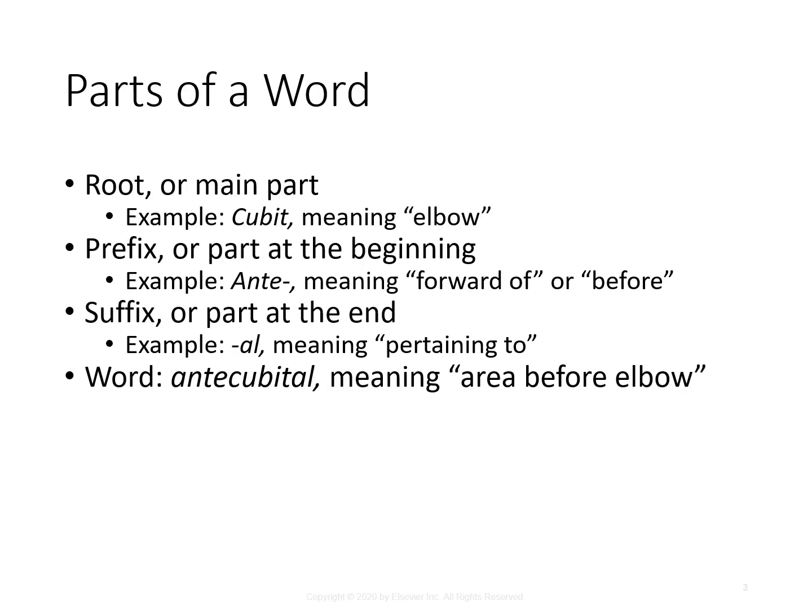All right, so medical terminology basically is learning the parts of a word. So the root, or the main part, an example of that would be cubit, which means elbow. A prefix is the part at the beginning. So an example is ante, which means forward or before. A suffix is the part at the end. An example is al, meaning pertaining to. So if you put those all together, antecubital means area before the elbow.